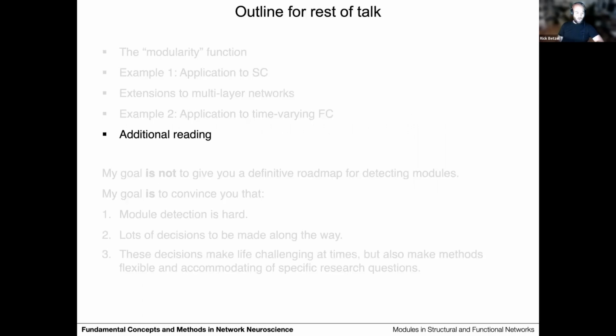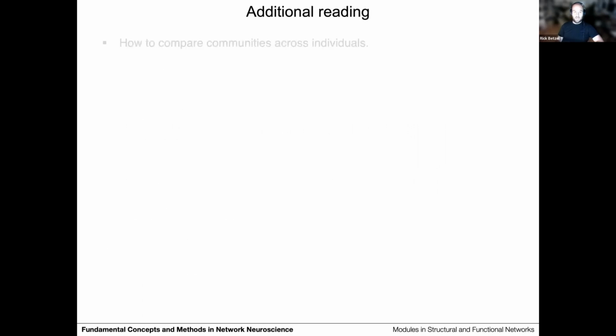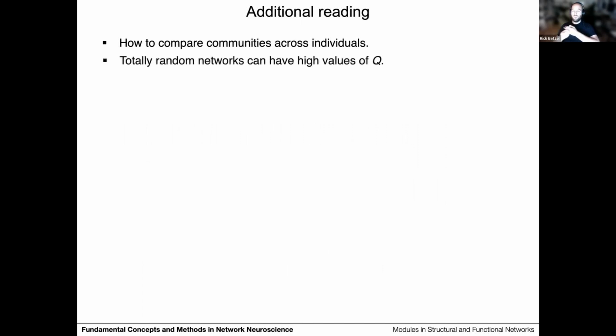Okay, so one final slide. Things that we didn't talk about. We did not talk about how to compare communities across individuals. We did not talk about comparisons against null models. It turns out that for certain classes of networks, even totally random networks, where the connections are formed truly at random, they can still exhibit high values of Q. So we didn't talk about that.